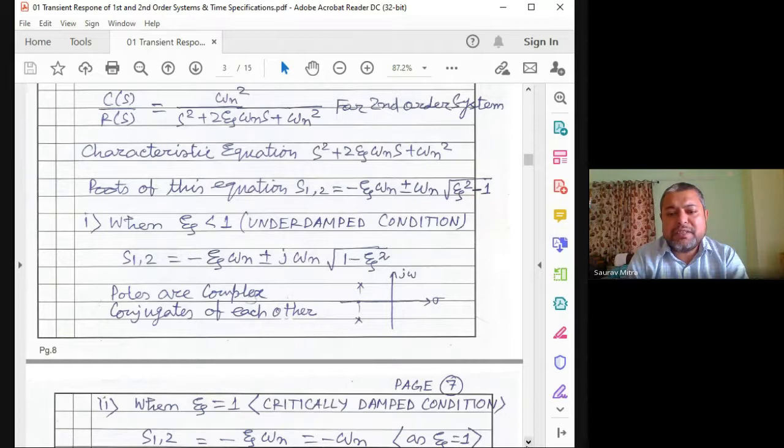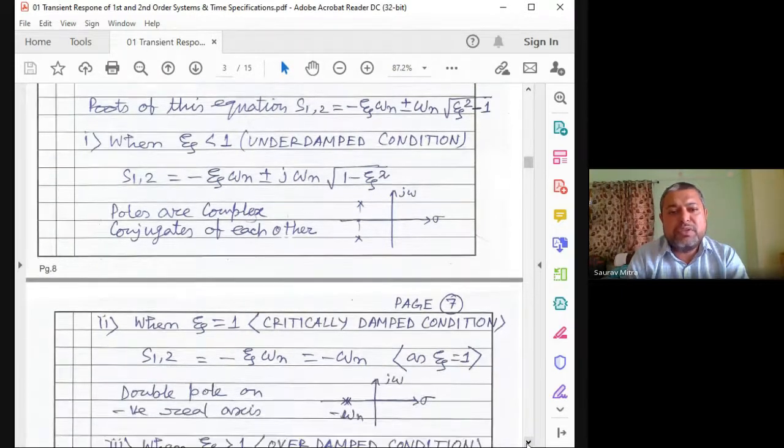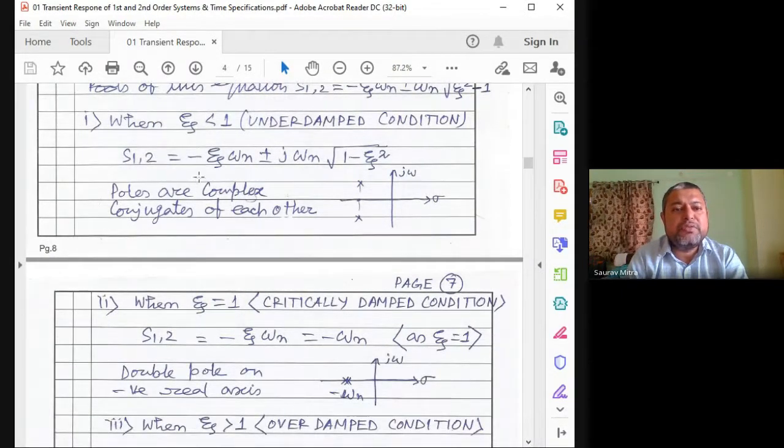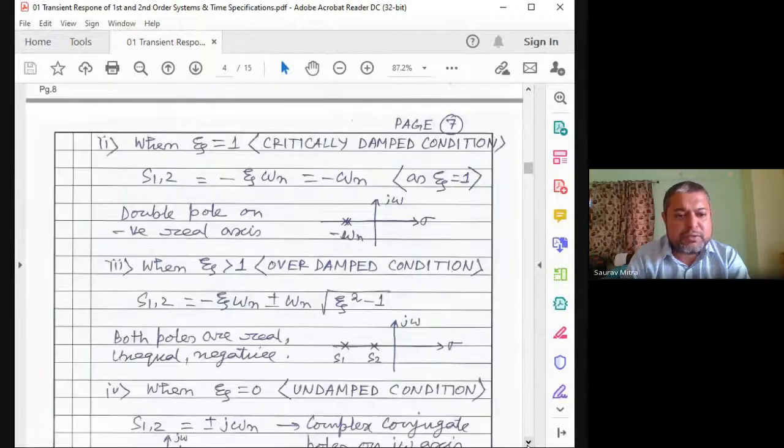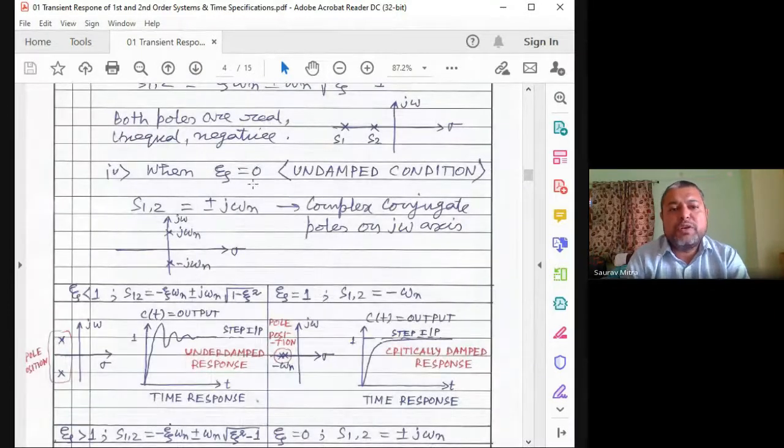First case, zeta is equal to 0. If we put it in, we find that S1, S2, the roots of the equation or the poles of the system, are plus minus j omega n. Sorry, this was the second case. First I have to start with this. So if we are plotting zeta equal to 0, we find plus minus j omega n.